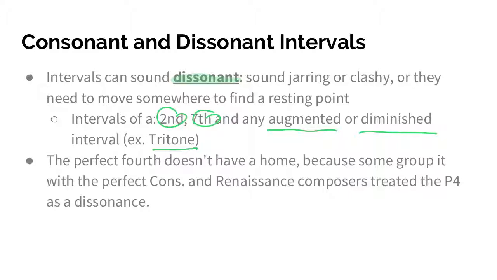And interestingly enough, the perfect fourth doesn't have a home in this consonant or dissonant category, because some group it with the perfect consonances, and Renaissance composers treated the perfect fourth as a dissonance because of just how it worked out when you wrote it, and how it would work with other parts around it.